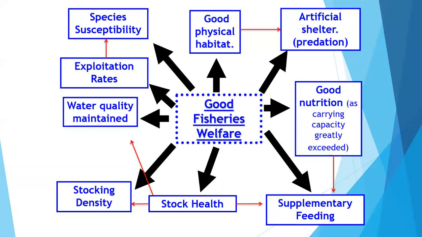And again, looking at the red arrows is how they're all sort of linked together. Stock health is linked to supplementary feeding and nutrition, which is linked to water quality and the amount of fish we've got there. So they're not independent, they're all interlinked, and we need to make sure that we're considering them all when we start to be putting our plans together.